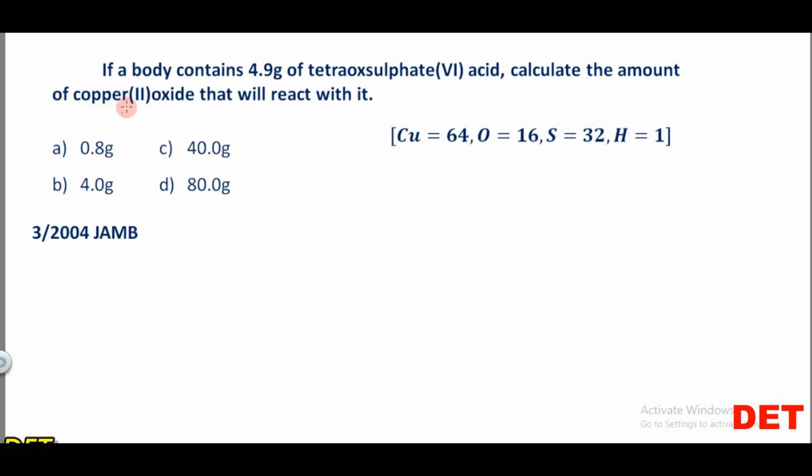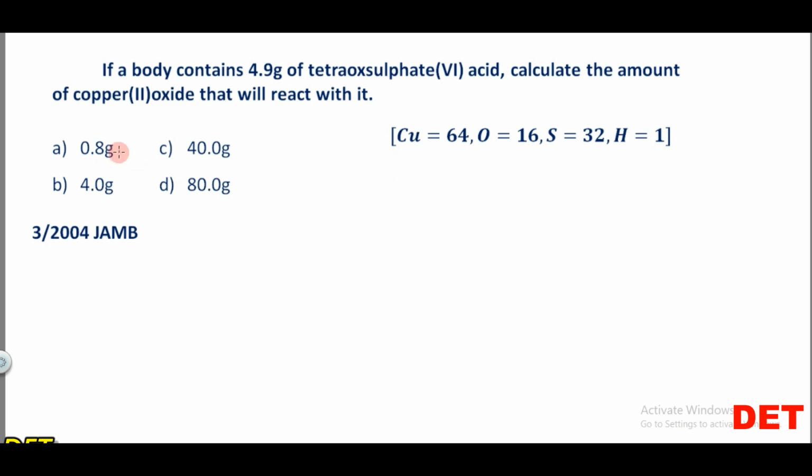Alright, so here in this video, we're going to look at this 2004 JAMB question, question 3. So the question is, if a body contains 4.9 grams of tetraoxosulphate(VI) acid, calculate the amount of copper(II) oxide that will react with it. Given that the relative atomic mass of copper is 64, oxygen is 16, sulfur is 32, and hydrogen is 1.